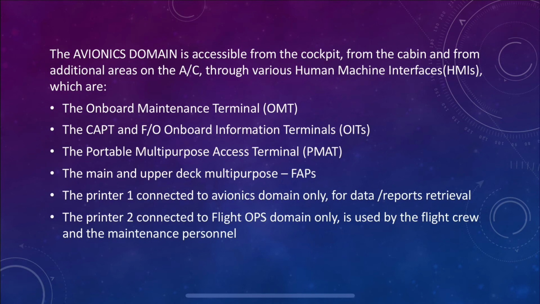The avionics domain is accessible from the cockpit, from the cabin, and from additional areas on the aircraft through various human-machine interfaces, HMIs, which are the onboard maintenance terminal, OMT, the captain and first officer onboard information terminals, OITs, the portable multipurpose access terminal, PMAT, the main and upper deck multipurpose FAPs, printer 1 that is connected to the avionics domain only for data or reports retrieval, and the printer 2 that is connected to the flight OPS domain only, used by the flight crew and the maintenance personnel.